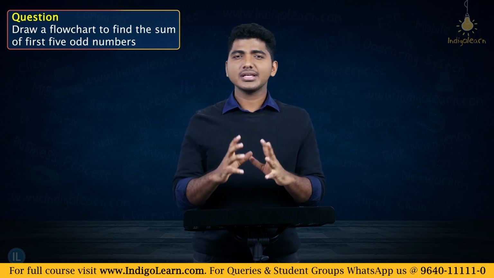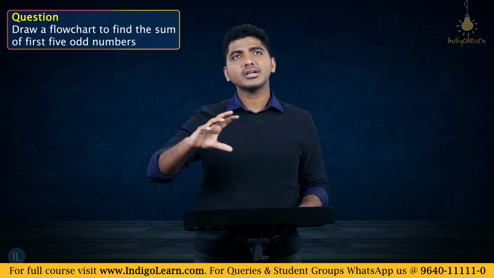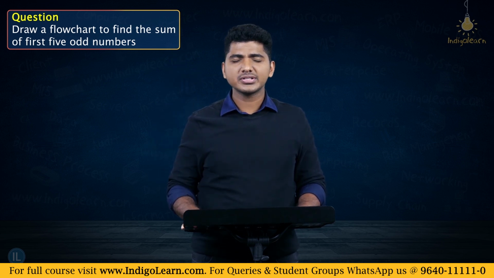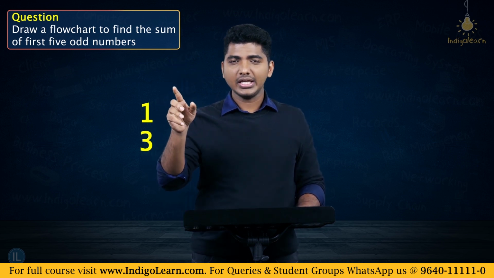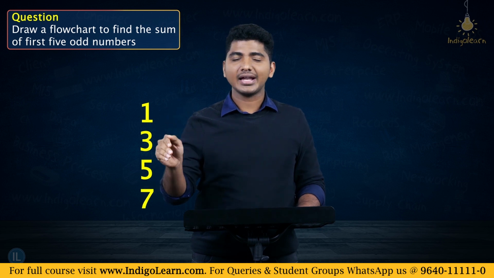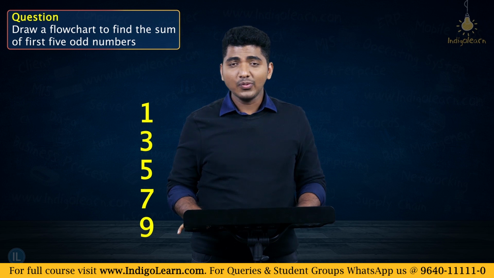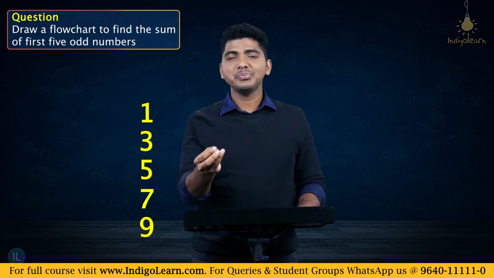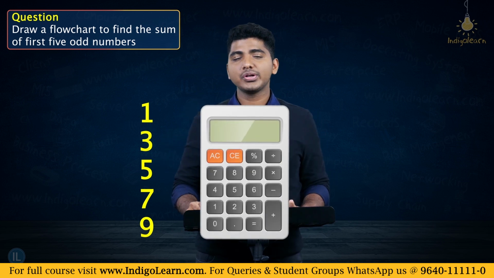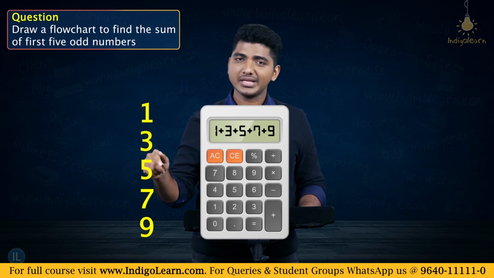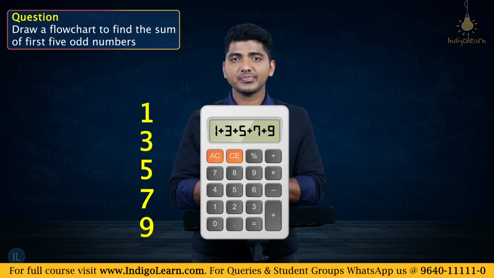So what is the first thing you are going to do? You are going to think, what are the 5 odd numbers? So let us write down the first 5 odd numbers. You will say 1, 3, 5, 7 and 9. So these are the first 5 odd numbers. Now you need to total this. You will say this is simple. You will take a calculator and write 1 plus 3 plus 5 plus 7 plus 9. You will get your answer.